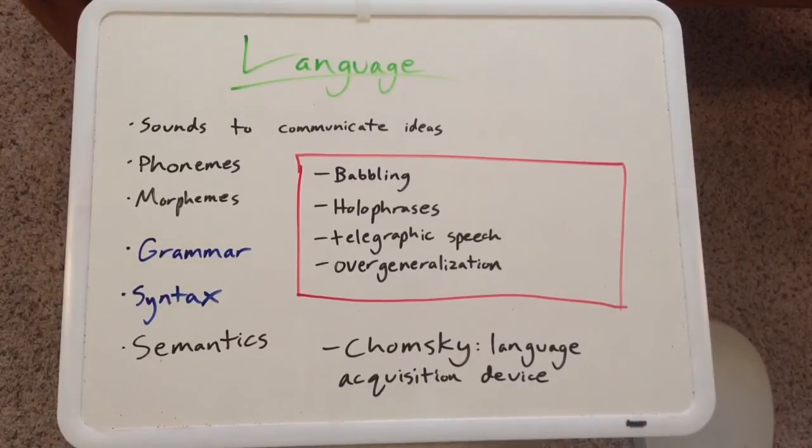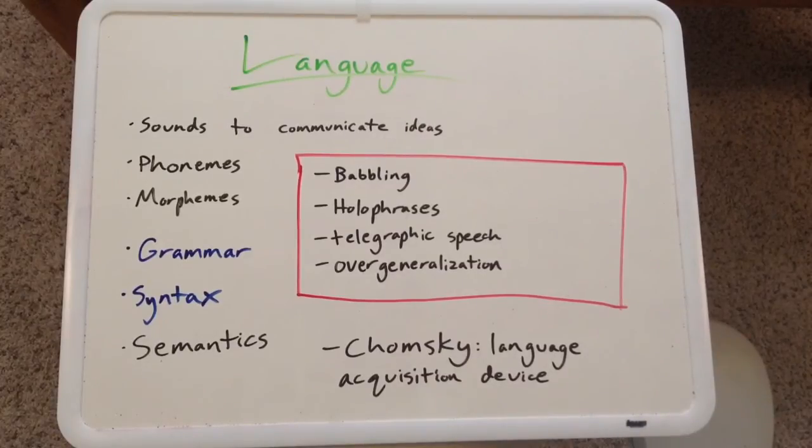Overgeneralization is when a language learner overgeneralizes the rules of the English language. For example, instead of saying I went to the store, someone overgeneralizing might say I goed to the store, which is obviously incorrect because that's not how you say it. But for most other words, you just add ed to the end to make it past tense, which is not the case for go, for went, so that would be overgeneralizing.